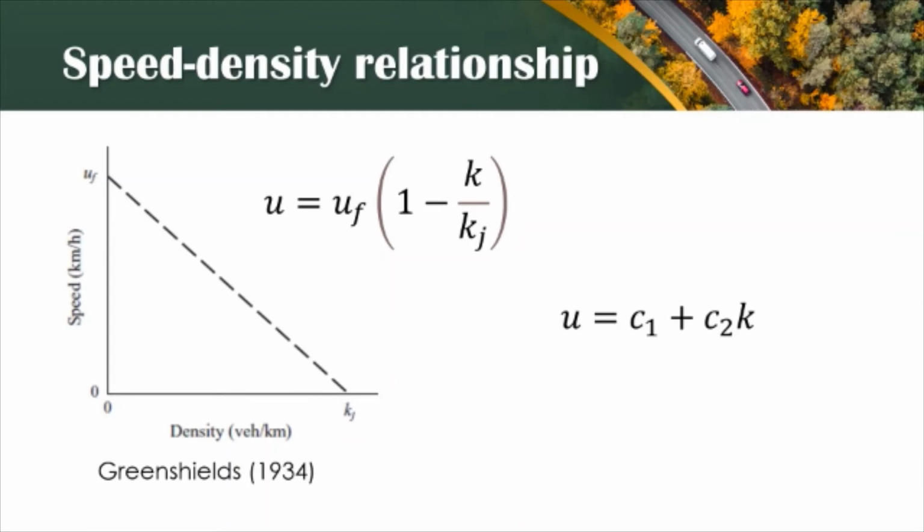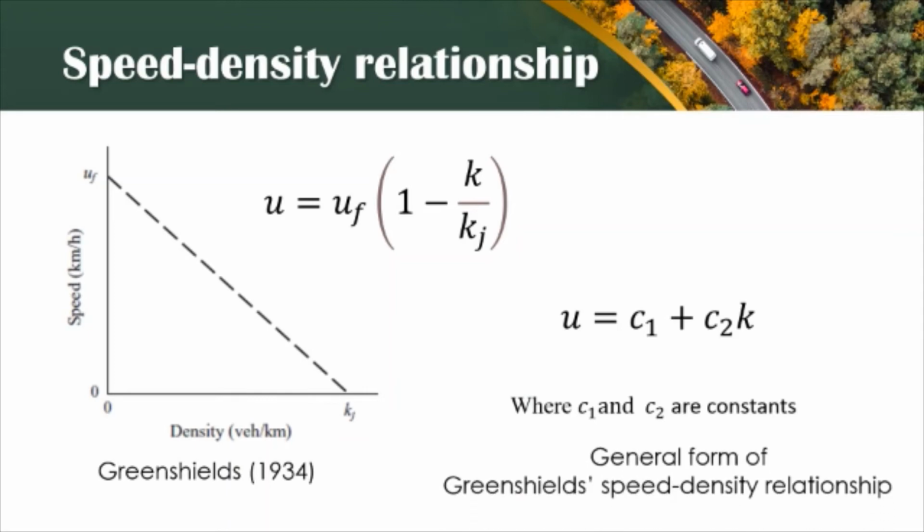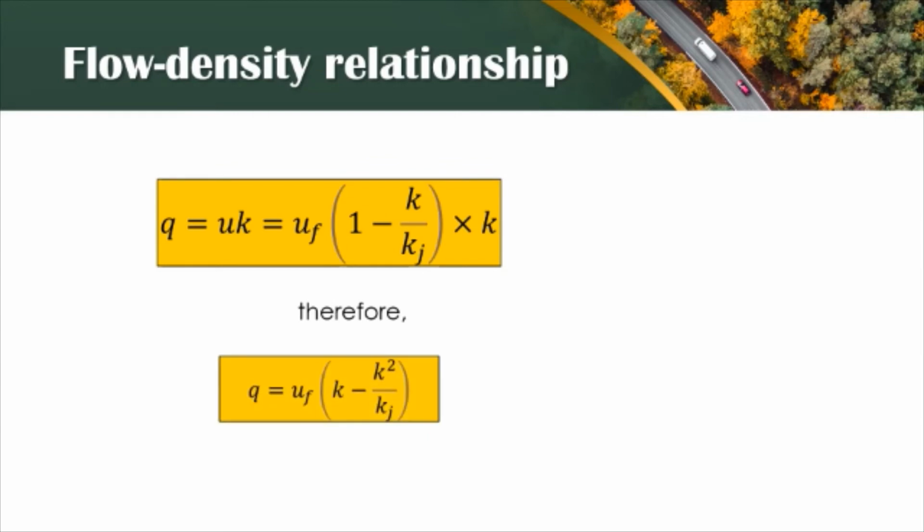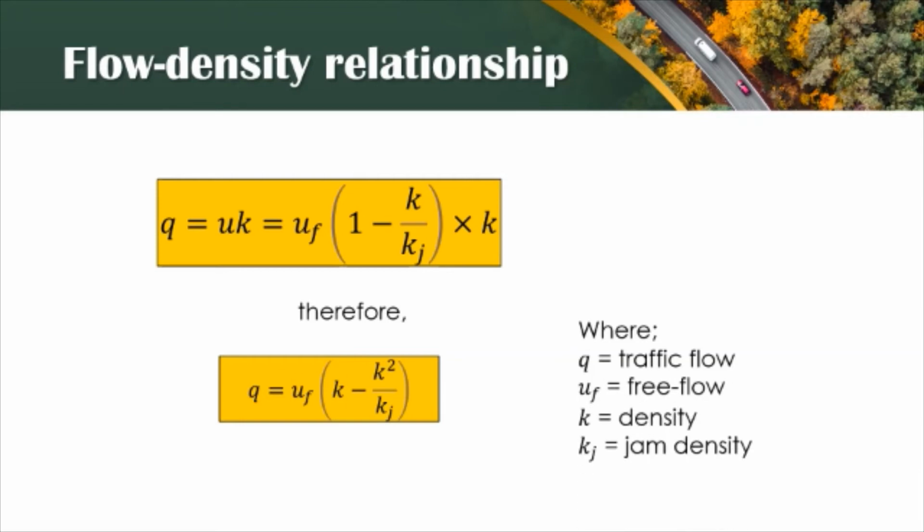The general form of Greenshields speed-density relationship can be expressed as U is equal to C sub 1 plus C sub 2 times K, where C1 and C2 are constants. Combining the equations of traffic flow and speed-density relationship, we can derive the direct relationship between flow and density. Therefore, Q is equal to U sub F times the quantity K minus K squared over K sub J, where Q is the traffic flow, U sub F is the free flow speed, K is the density, and Kj is the jam density.